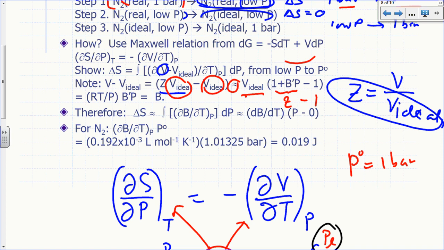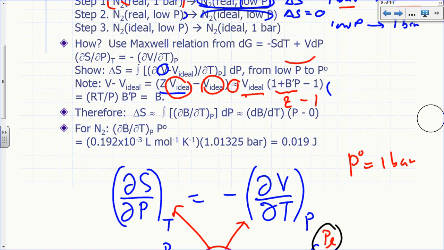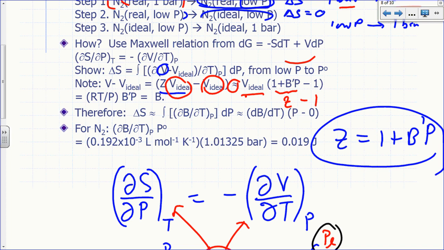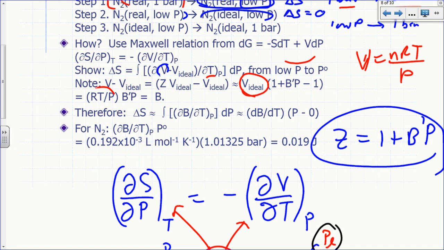And I'm approximating it. At low enough pressure, 1 atmosphere, probably I don't need to go beyond the second virial coefficient. So I'm going to say my Z is just 1 plus B prime P. So that gives me an expression: V ideal is just what? For 1 mole, volume is nRT over P, right? So for 1 mole, V ideal is just RT over P. And the 1 here cancels out. That's just B prime times P. And that turns out to be related to the second virial coefficient, B.